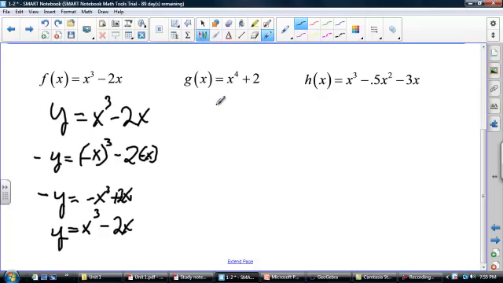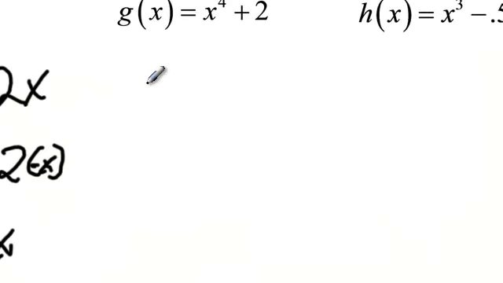Now, let's check this one. g of x equals x to the fourth plus 4. I'm going to graph it in a graphing calculator and look at it. It looks to be symmetric around the y-axis. So if it's symmetric around the y-axis, I'm going to plug in negative x to see if this works. If I start and end with the same thing, I know it's symmetric.